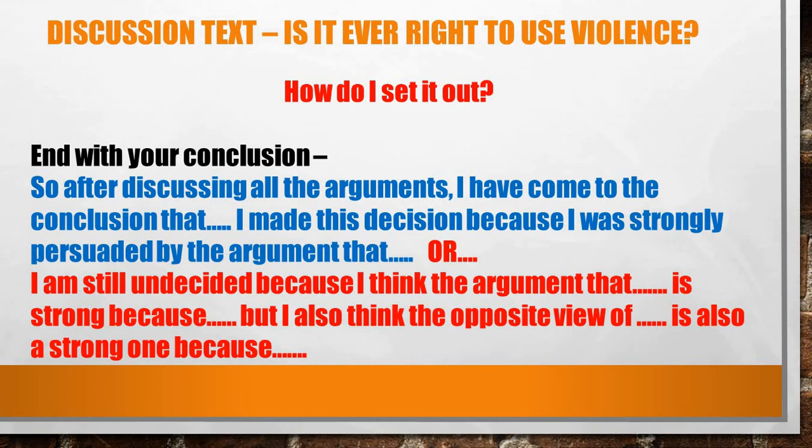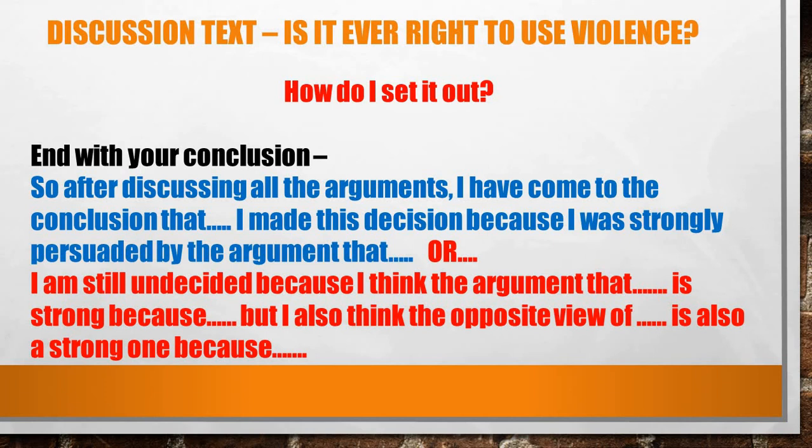So after discussing all the arguments, I've come to the conclusion that, and then you say whether you are siding with the agree side, that it's okay to use violence sometimes, or if you're coming down on the other side, whichever side it is, then add, I made this decision because I was strongly persuaded by the argument that. So you present then the thing that made you come down on one side or the other. What was the strongest argument for you, and why was that so persuasive? Why did it persuade you to agree or disagree?